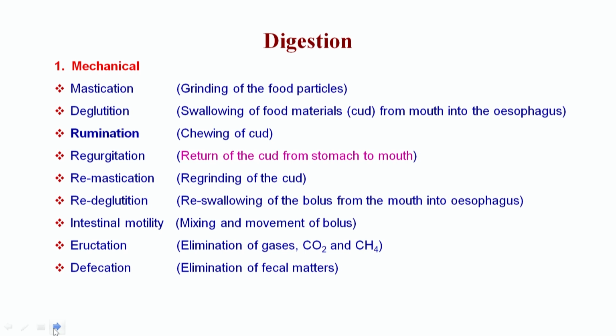Then eructation is the removal of gas, especially carbon dioxide and methane. Intestinal motility helps in the mixing of the food with the digestive juice in the digestive tract. And then defecation: the unwanted particles which are not needed by the body have to be defecated out.